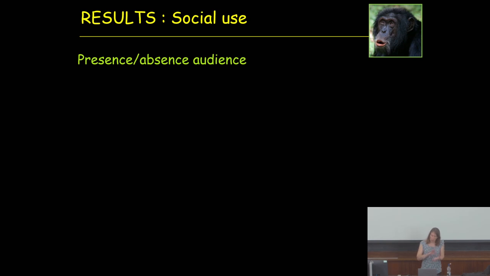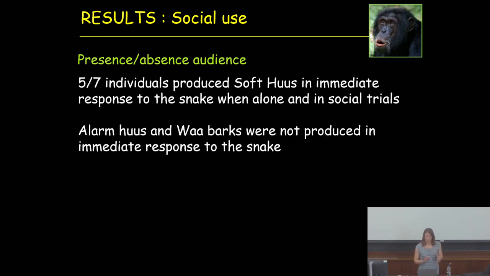So then what about the voluntary control and the directedness? So the first of those was social use. So what happens when they're on their own versus when they're in the social group? So 5 out of 7 individuals produce soft hoos in immediate response to the snake, both when they were alone and in the social trials. So those seem to be more of an individualistic response of fear to seeing something scary. They don't seem to be socially directed.